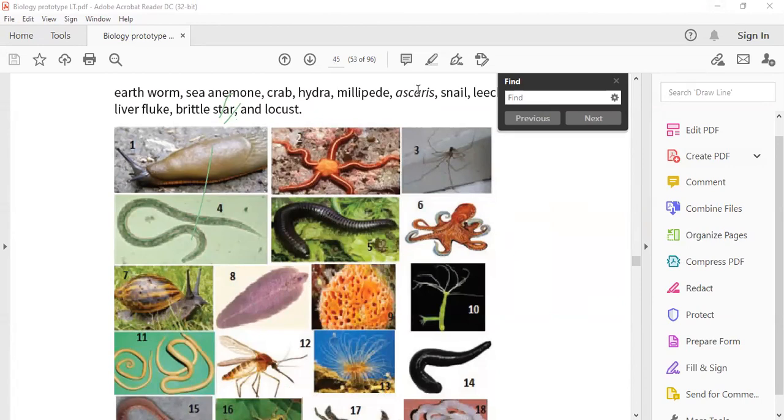Did I give number nine to someone? Give us the answer for number nine. Number nine. Sponge. Yeah, very good. Number nine is a sponge, a prolifera.